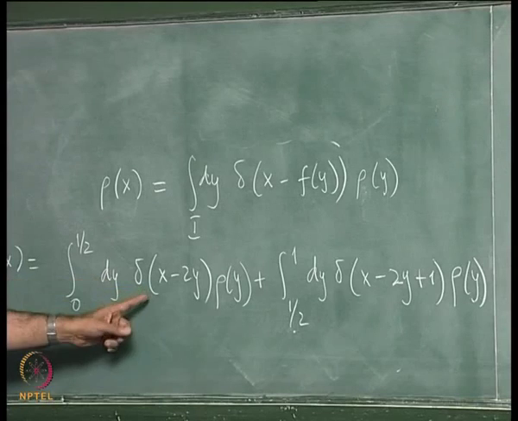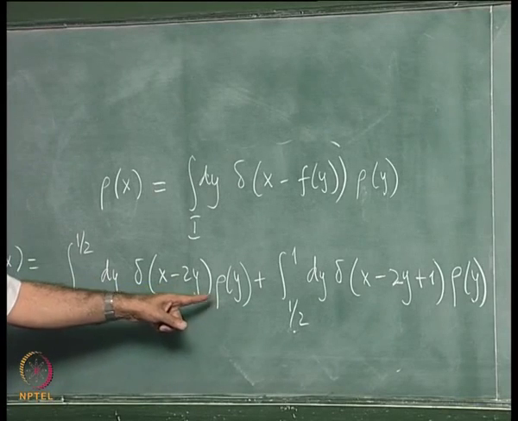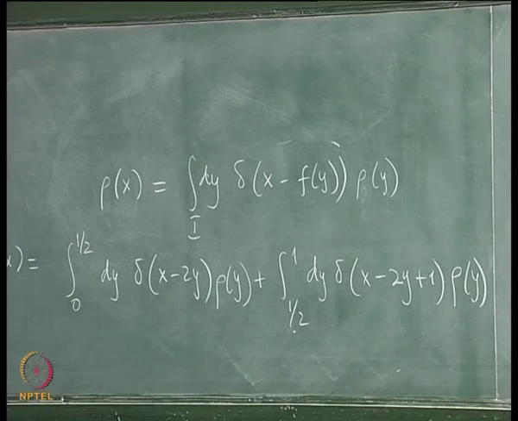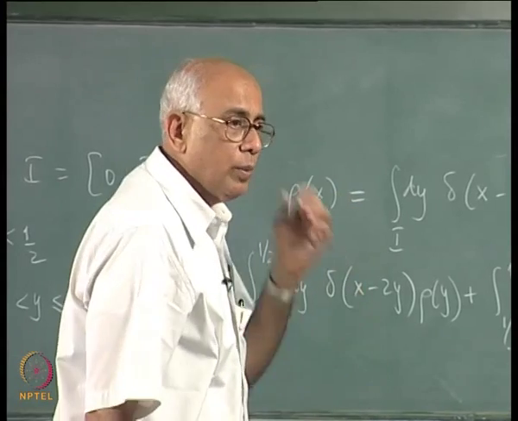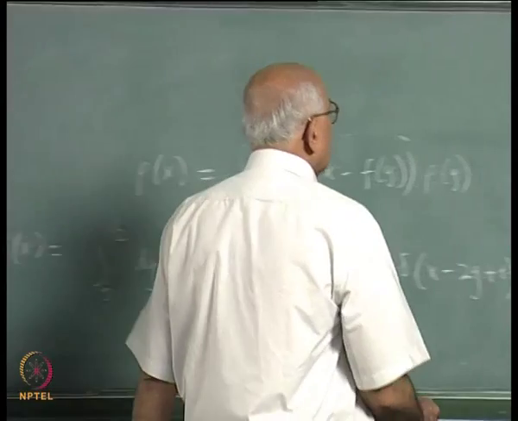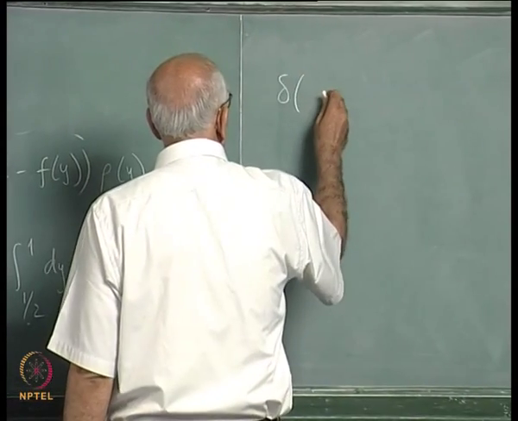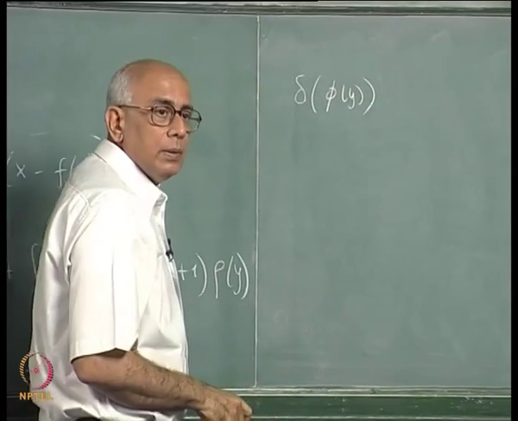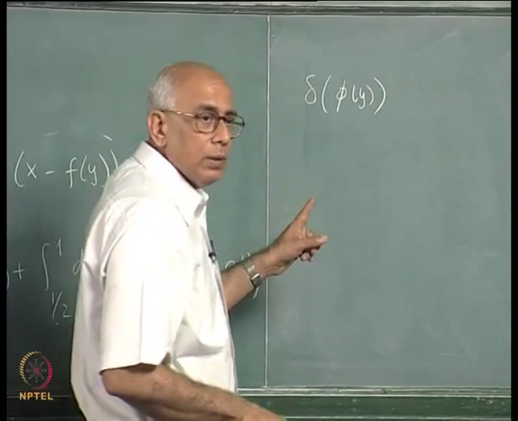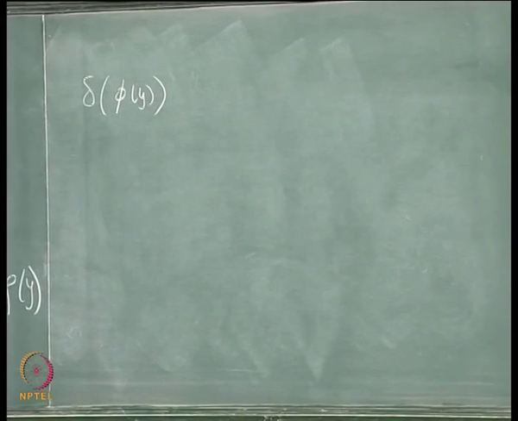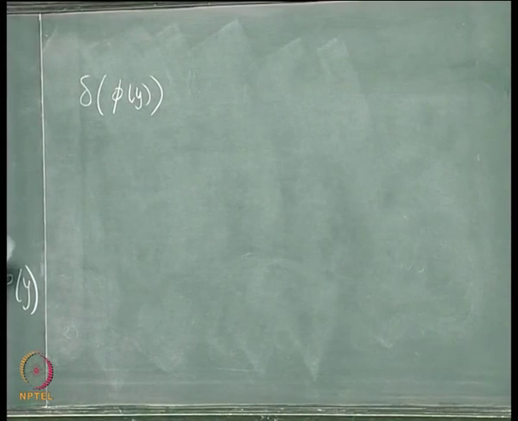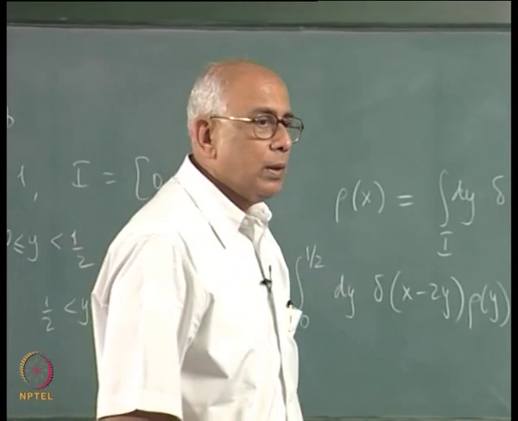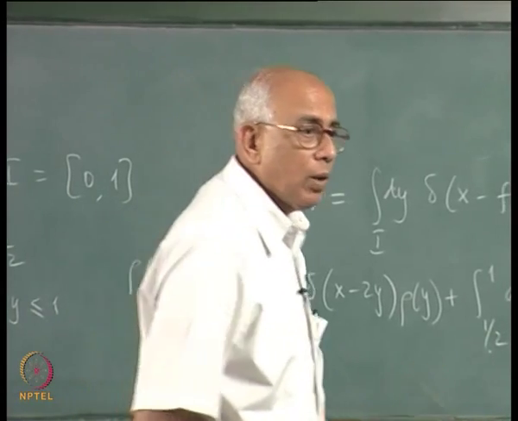So what would this become? I have delta of x minus a function of y, but we use this formula for the delta function of a function of the argument of the integrand. And if you recall, a delta function of a function phi of y can be written down. So first of all, what is the delta function? There are certain properties of the Dirac delta function which we need for this business, and I am not sure if you recall them right away, but let us write them down.